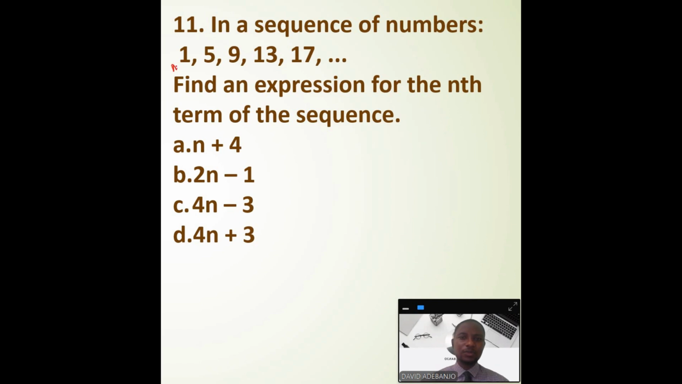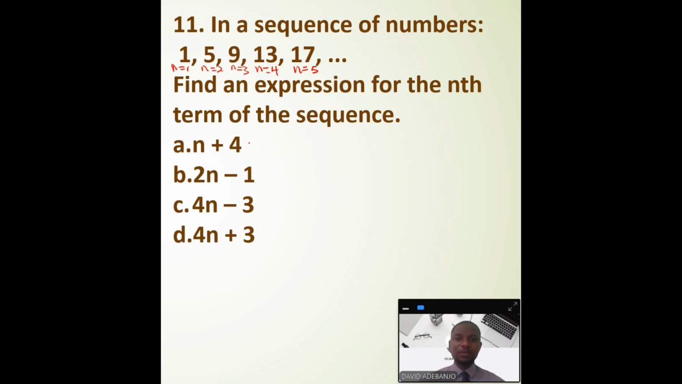In a sequence of numbers 1, 5, 9, 13, and 17, find an expression for the nth term. So more like to generalize the expression. So what you need to know is that n here is equal to 1. This is the second term. So this is the third term. This is the fourth term. And this is the what? The fifth term.